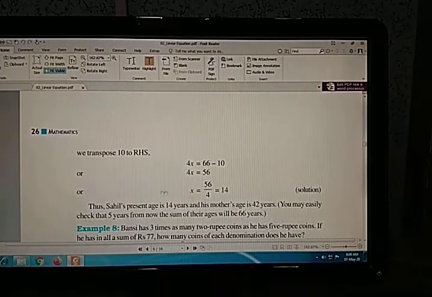So then simple, we have to find out x. This is very simple. X will be 14. Simple calculation. So Sahil's present age is 14 years and his mother's age is 14 into what? 3. Because the present age is 3x. So it will be 14 into 3. That will be 42. And if we add 5 more to each, then it will be 66. So no need to find out if it is equal to 66 or not, but this is the present age, 14 years for Sahil, and mother's age will be 3 times more according to the question.